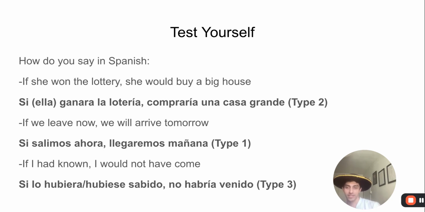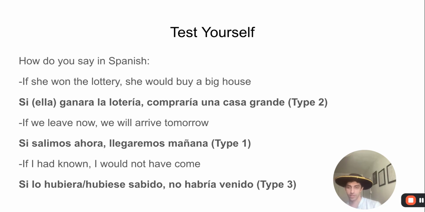And yeah, you would say this in Spanish most likely as si lo hubiera o hubiese sabido, no habría venido. So the first verb, hubiera sabido or hubiese sabido, either of those forms are correct because there's two possible sets of endings for the imperfect subjunctive tense. That whole construction, though, hubiera sabido, hubiese sabido, is in the pluperfect subjunctive.